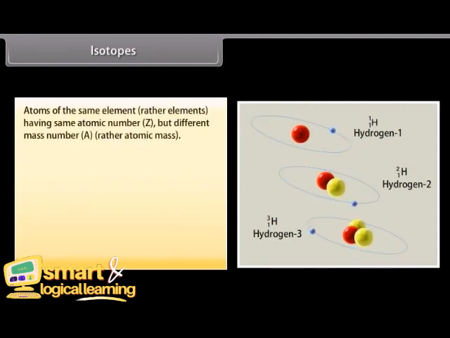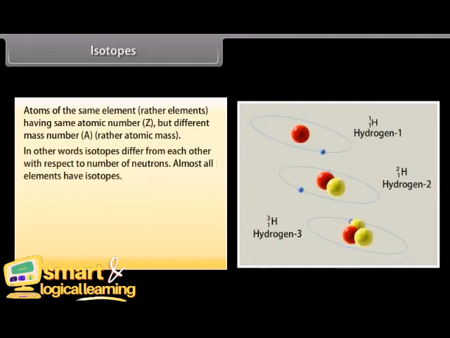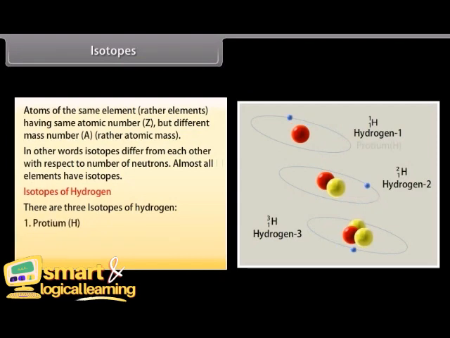Atoms of the same element, rather elements having the same atomic number, Z, but different mass number, A, rather atomic mass. In other words, isotopes differ from each other with respect to the number of neutrons. Almost all elements have isotopes. Isotopes of hydrogen. There are 3 isotopes of hydrogen: 1. Protium. 2. Deuterium. 3. Tritium.